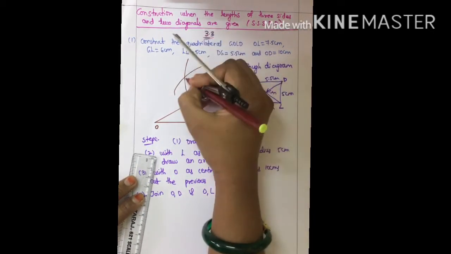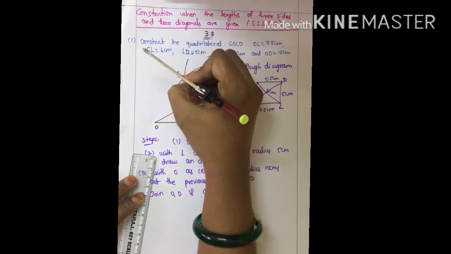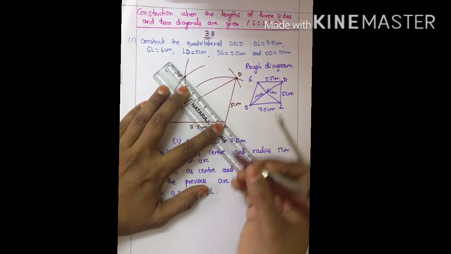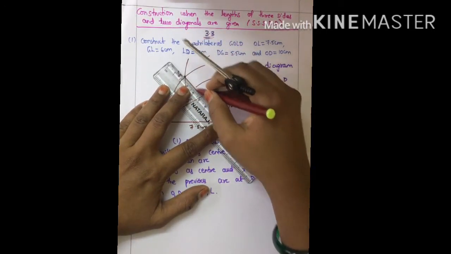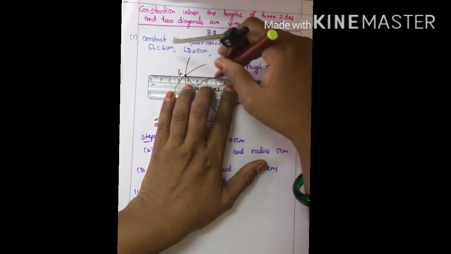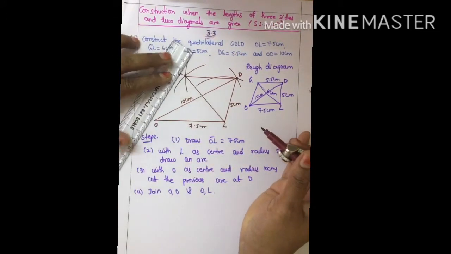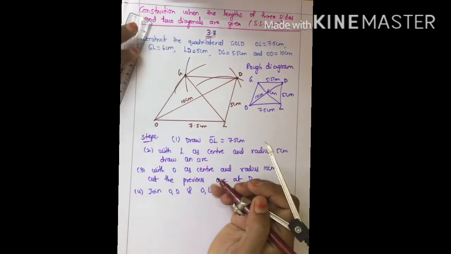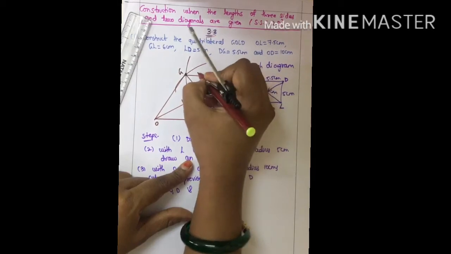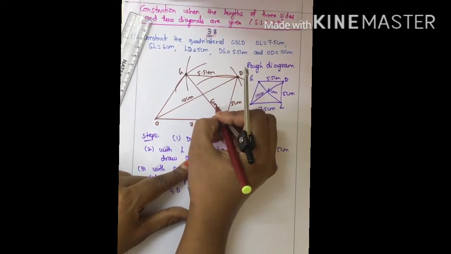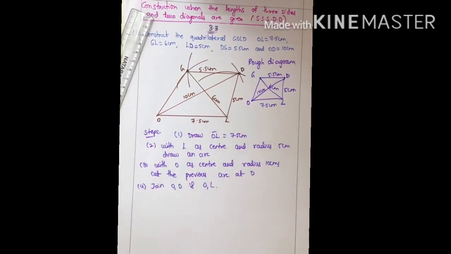And what is this point now? G. So here you should join GL and GD and OG. Now if you write the measurements, it is 5.5 centimeters and this diagonal is 6 centimeters. So here we got a quadrilateral.